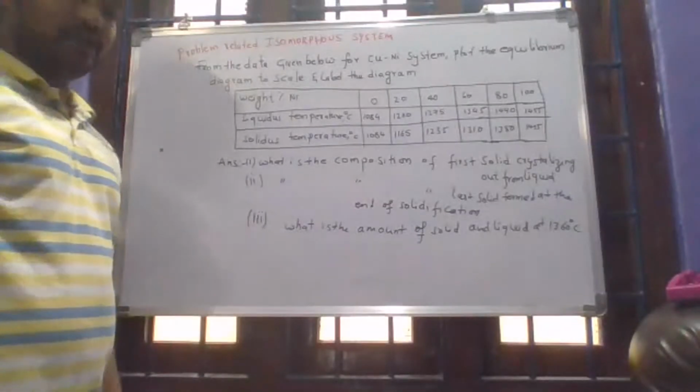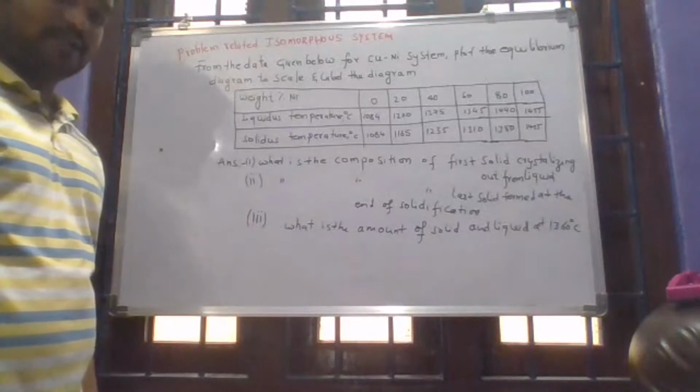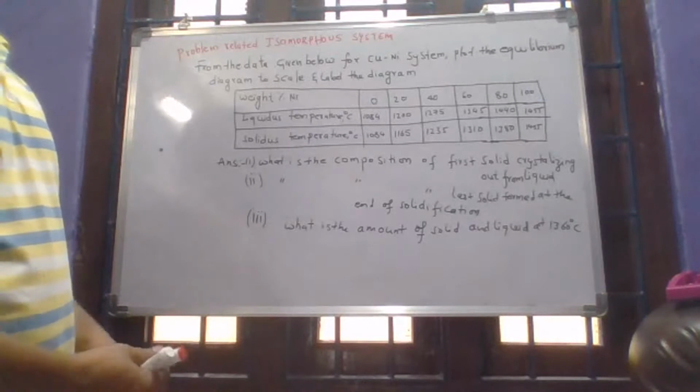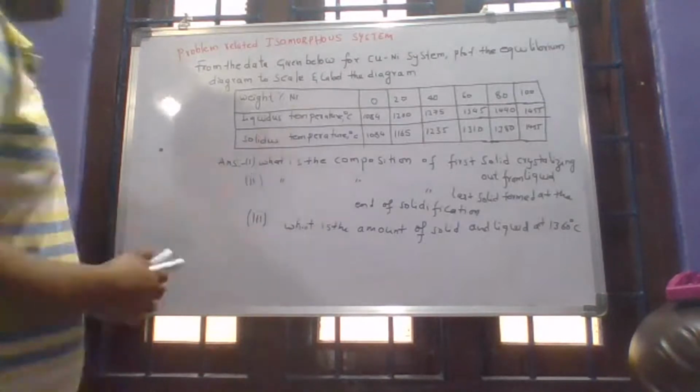Now we will discuss a problem related to isomorphous system. Isomorphous system is a system where the two metals are completely soluble in liquid state as well as in solid state. So one of the examples for the isomorphous system is copper and nickel system.